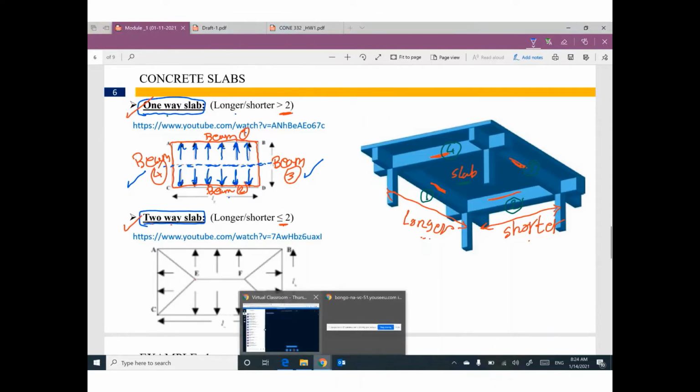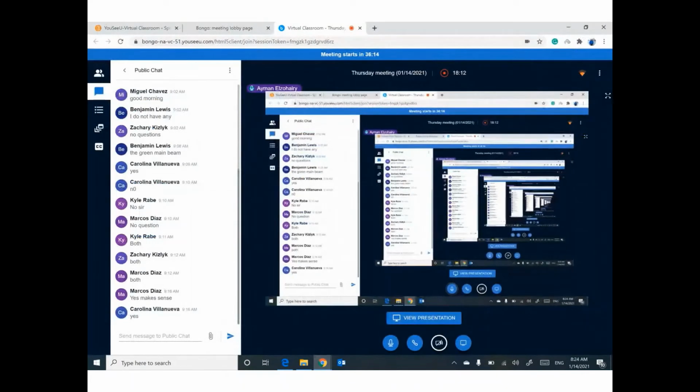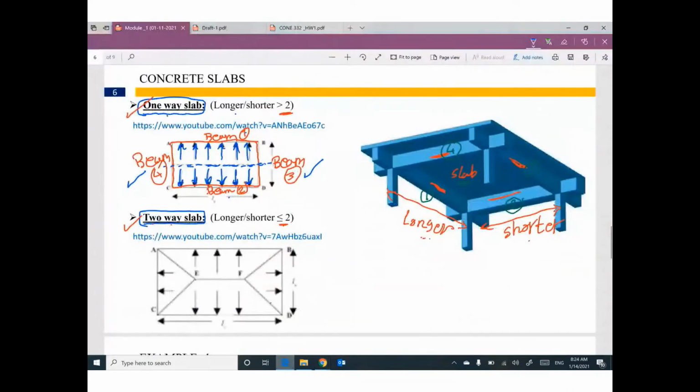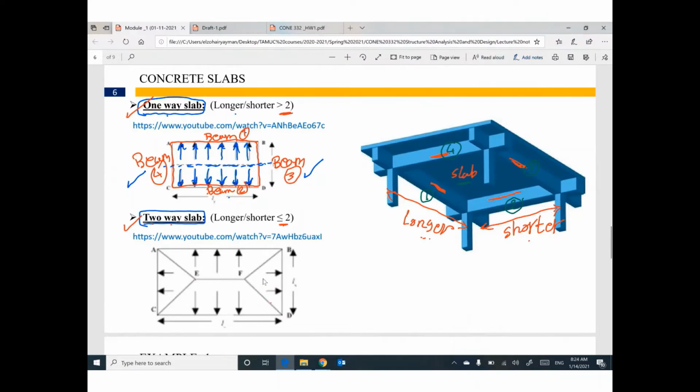Any question so far? If you have any question, let me know. Okay, please, what will happen if you have a two-way slab? What will happen if the longer divided by the shorter is smaller than or equal to 2? Go ahead and watch this video.